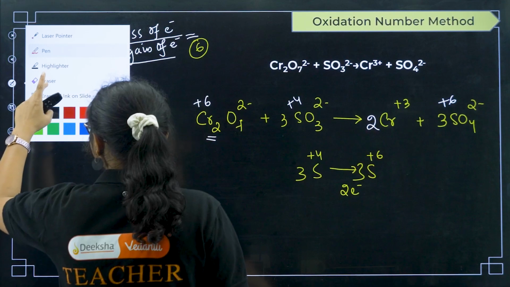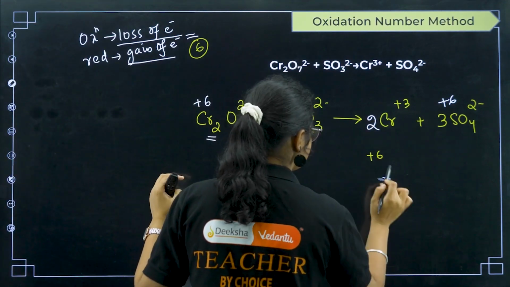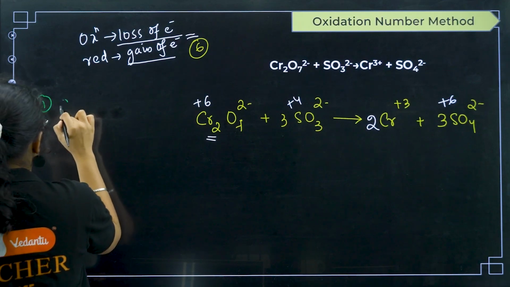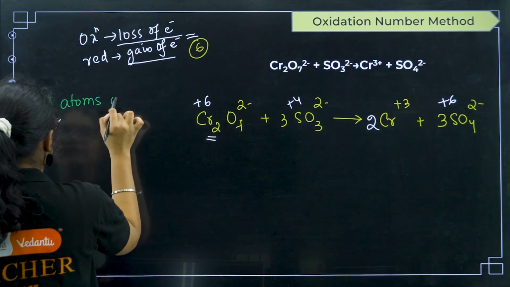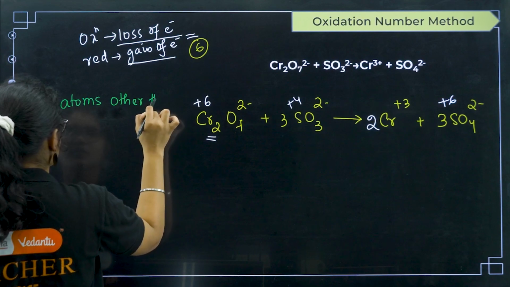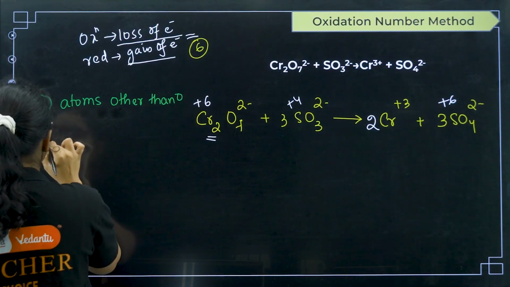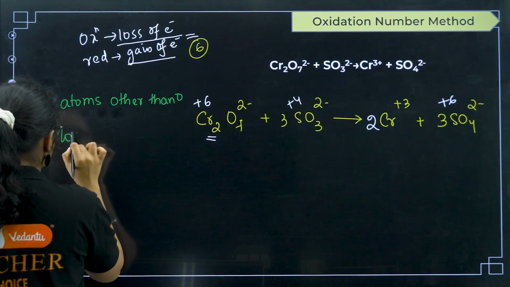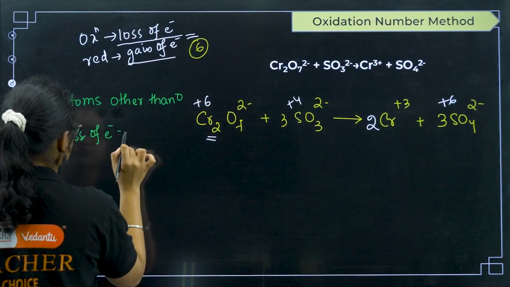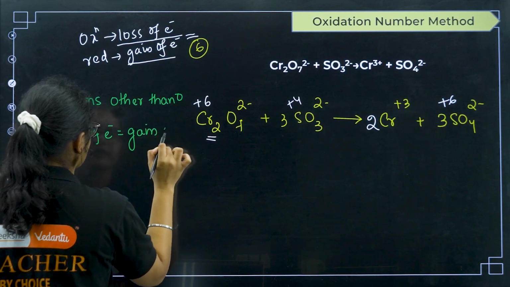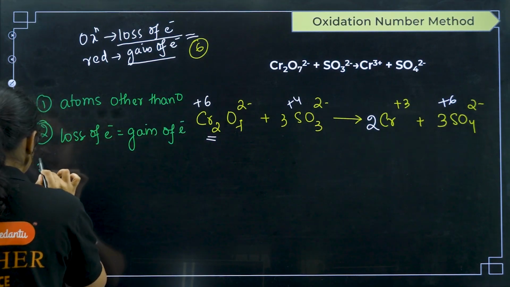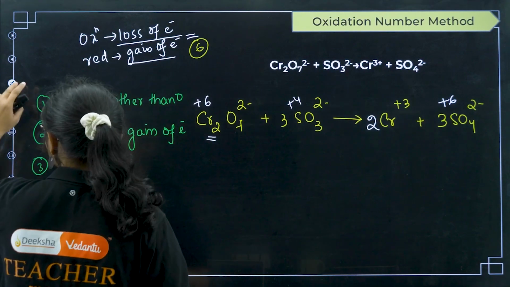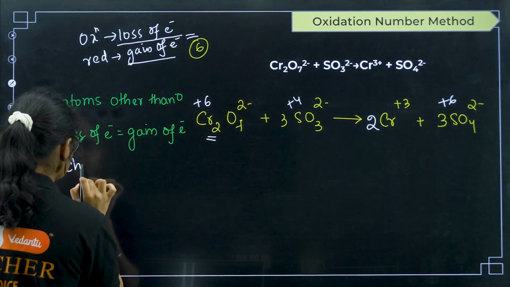Okay, so now you will see the number. So first, in step number 1, we balanced atoms other than oxygen. Okay, step number 2, we balanced the loss of electrons to be equal to the gain of electrons. Loss of electron should be equal to gain of electrons. The third thing that we should balance is the charges.